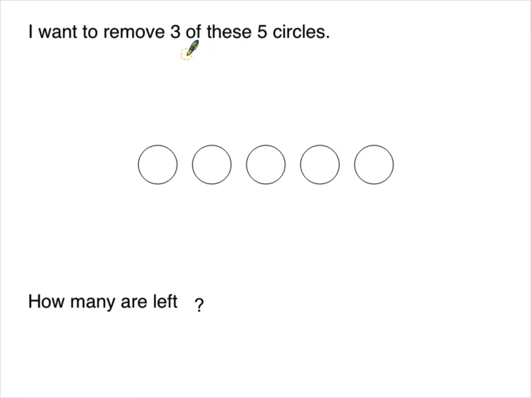So if I want to get rid of 3 of these 5 circles, I could X them out. I could X out one of these, and another one of these, and another one of these. I've X'd out 3, which means I have 2 left over.